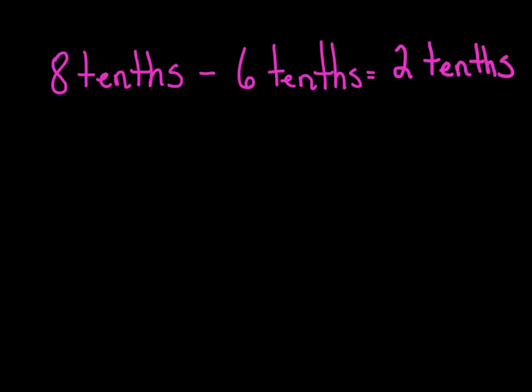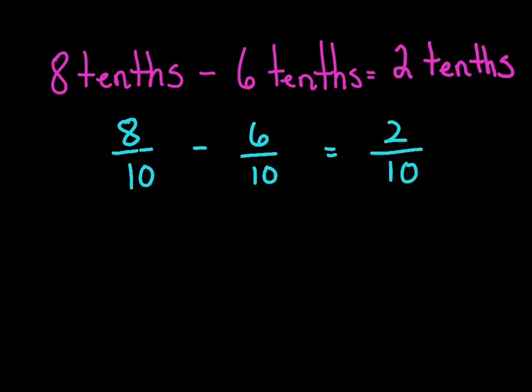8 tenths minus 6 tenths is equal to 2 tenths. So right now it's written in unit form, and we're going to make it into fractions. So we have 8 tenths, take away 6 tenths, and that's going to give us 2 tenths. Again, the denominators are alike, so it stays the same. The only thing that we're subtracting is the numerator.